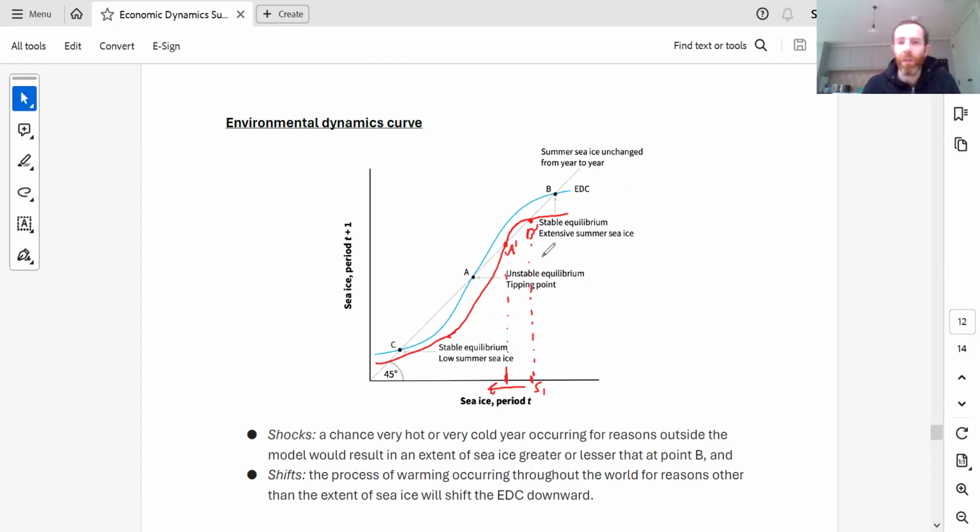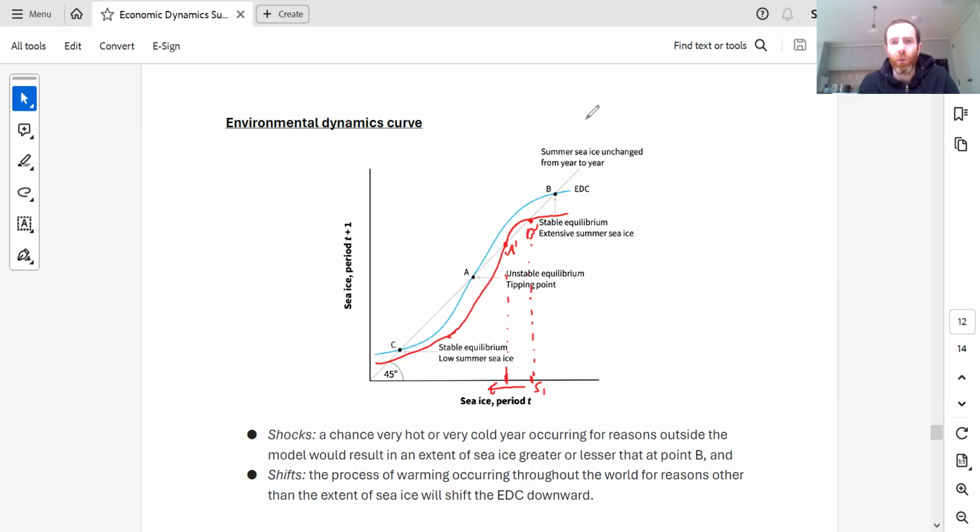So what kind of thing could cause the environmental dynamics curve to shift down like this? Well, global warming essentially. If we have climate change happening to such an extent that year after year temperatures are going up and up and up, that could mean that if sea ice is at a particular level this year, because temperatures are going up, next year we'd expect less sea ice. And then we have a knock-on effect, because when there's less sea ice, there's less reflection of the sun's rays, and therefore it makes it more likely that we're going to get even more heating.